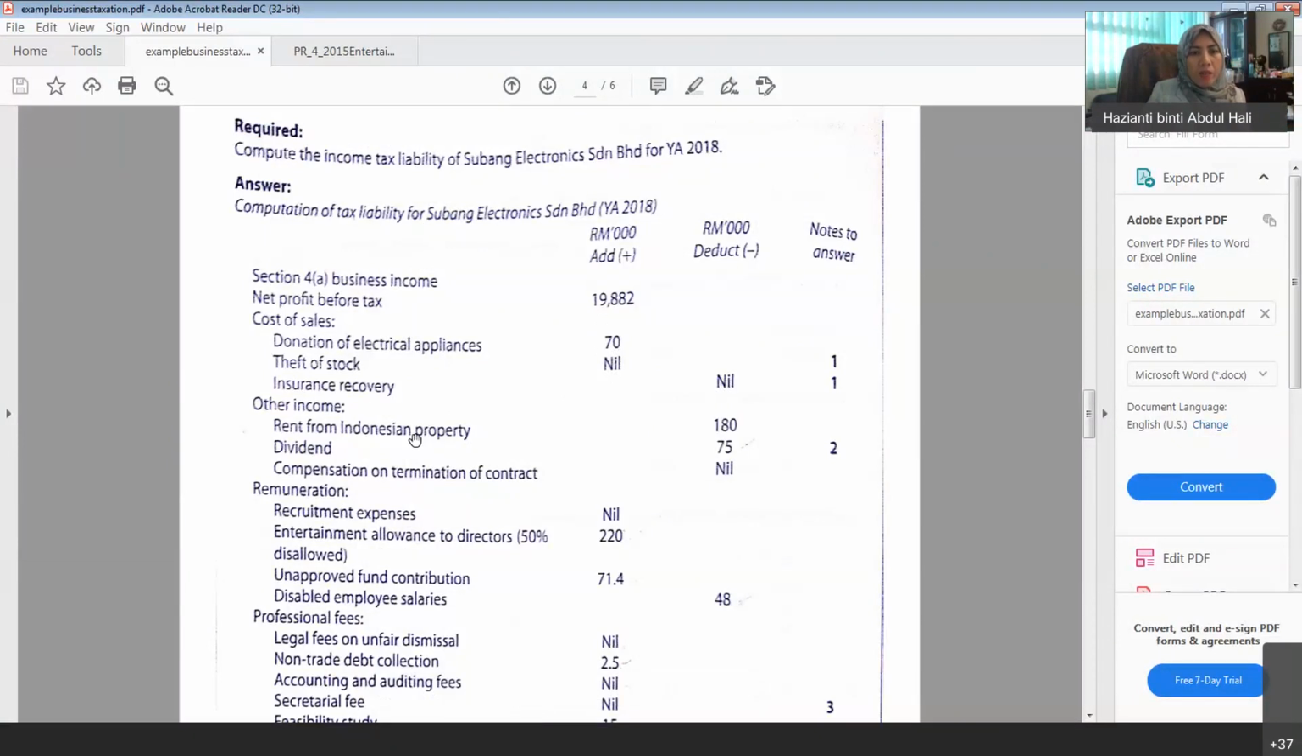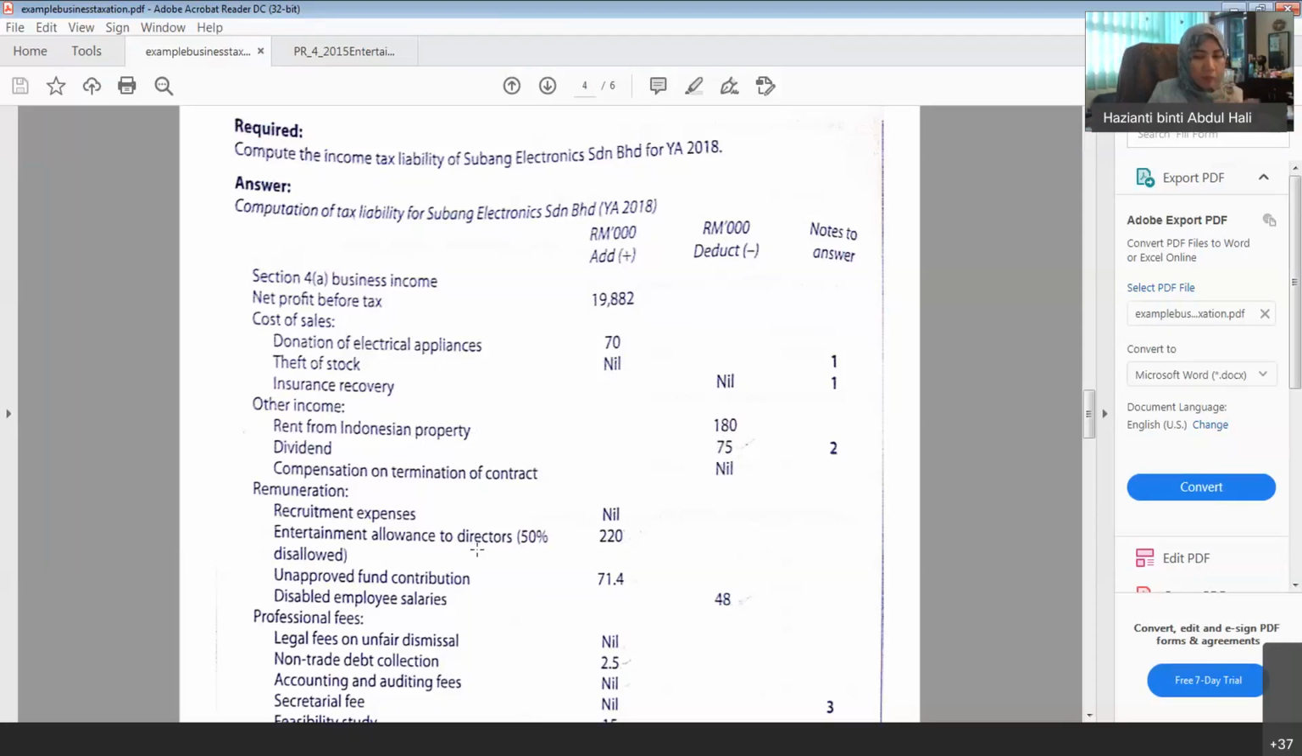Other income, rent from Indonesian property. Okay, ini masuk dekat bank account Singapore tapi dia masukkan juga dalam financial statement dia. Kita kena tolak balik lah. Tak boleh masuk sebab dia bukan derive from Malaysia. So tolak balik. Dividend. Dividend tadi dah masuk dalam income but dividend is not taxable, exempted kan. So kita tolak balik lah dividend tu. And also compensation on termination of contract ni tak ada recruitment expenses tak boleh. Tak ada adjustment.